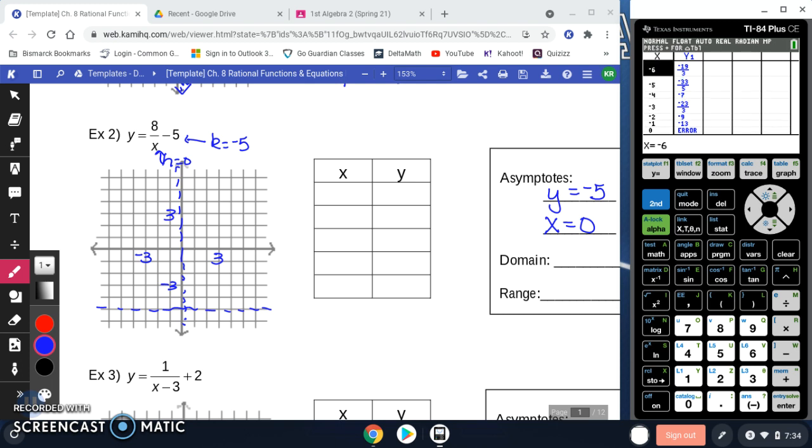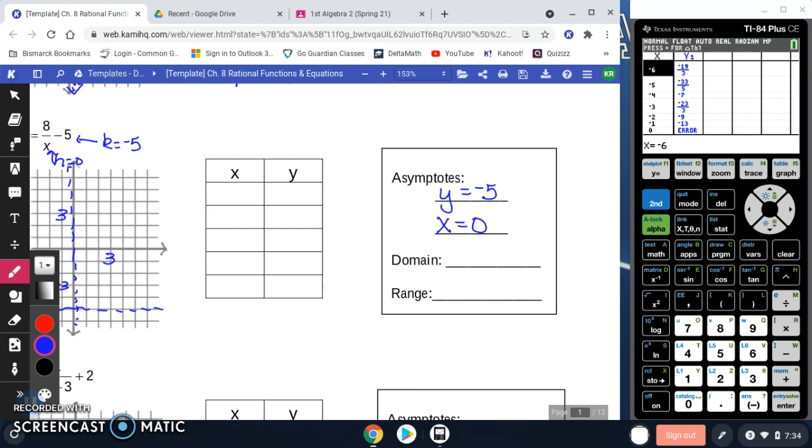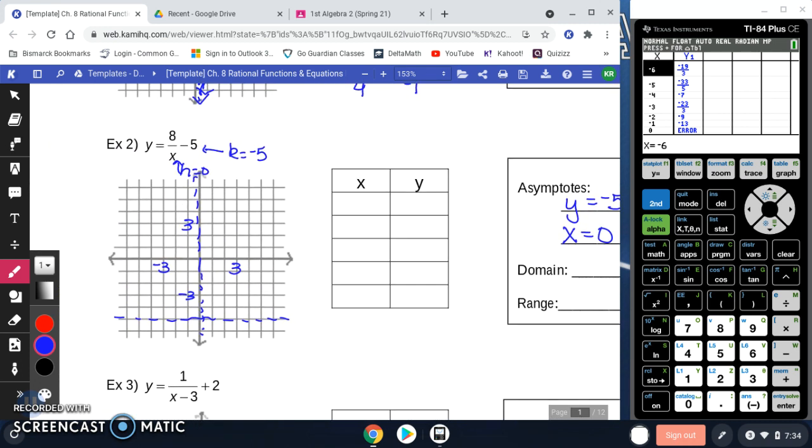So I'm going to arrow up just a couple. Let's see what we can find. Well, -1 is -13. That's kind of a ways off my graph. How about we'll do -2. -2 is -9. -4 is -7.